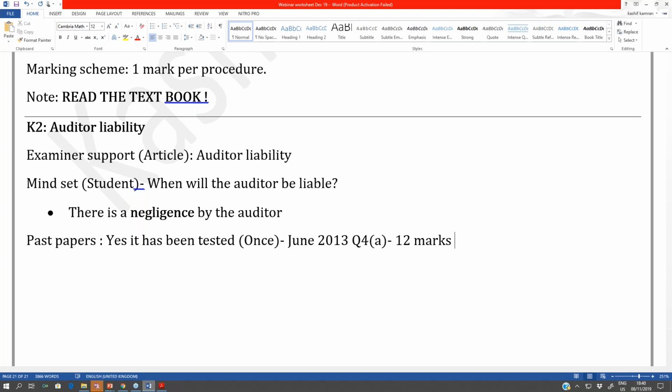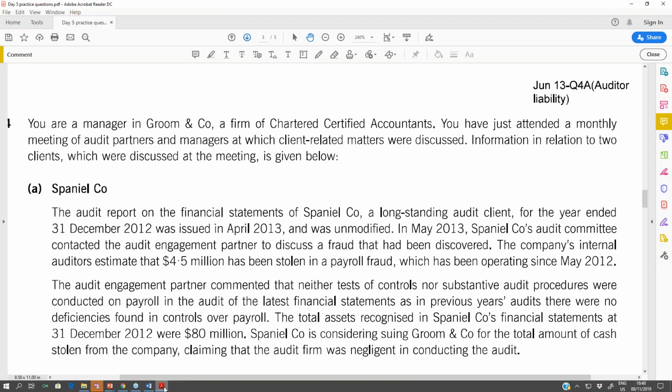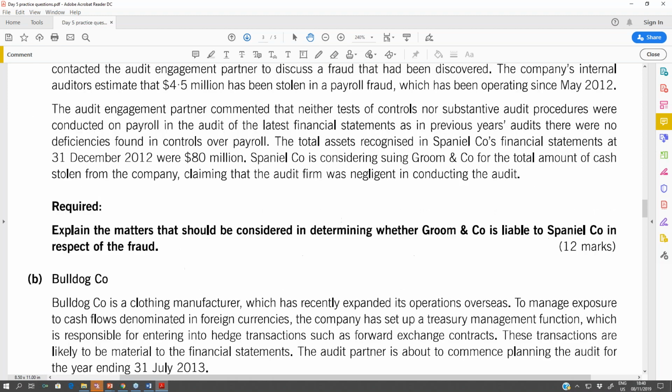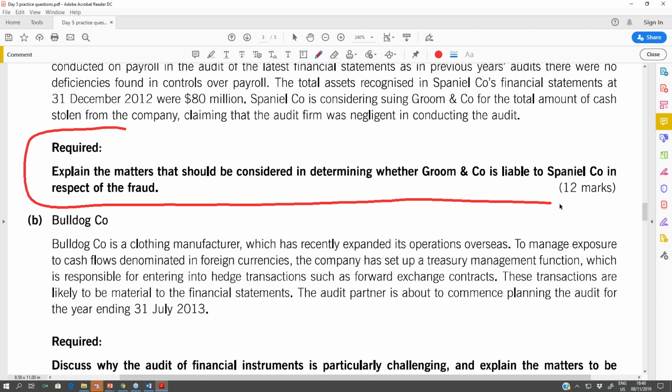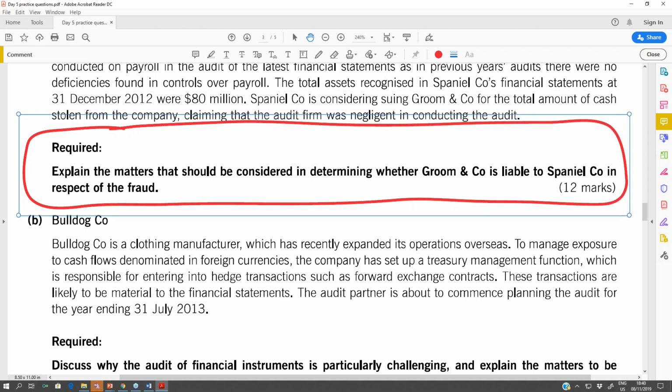Let's see what came in this exam paper. Right in front of your screen is the June 13 question 4A, which is about auditor liability. And if you go down and see the requirement, it says, explain the methods that should be considered in determining whether Groom and Company is liable to Spaniel. Groom and Company is the audit firm, right?